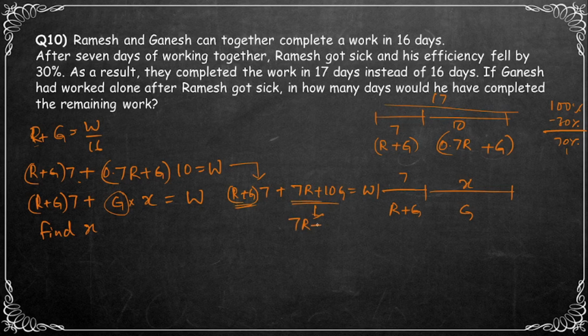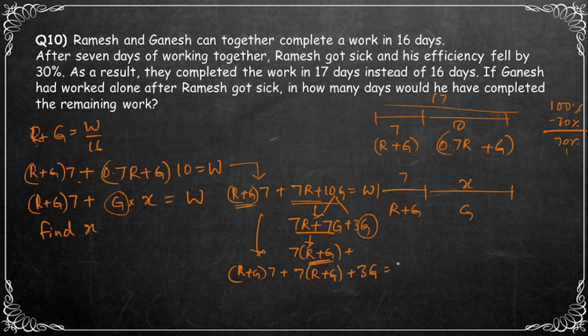We can rewrite 7r plus 10g by splitting it into 7g plus 3g. So why are we splitting? So that we can take 7 common and have r plus g, which we already have, and we want g anyways. So we can rewrite this equation like (r plus g) into 7 plus 3g is equal to total work. Now 7 (r plus g) is already w by 16. So if you take 14 common, 14 into (r plus g) is nothing but w by 16, plus 3g is equal to w.